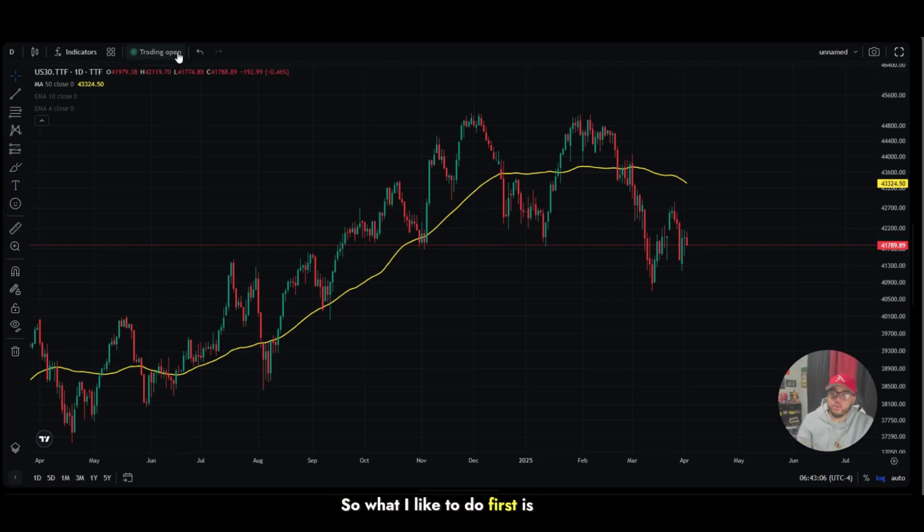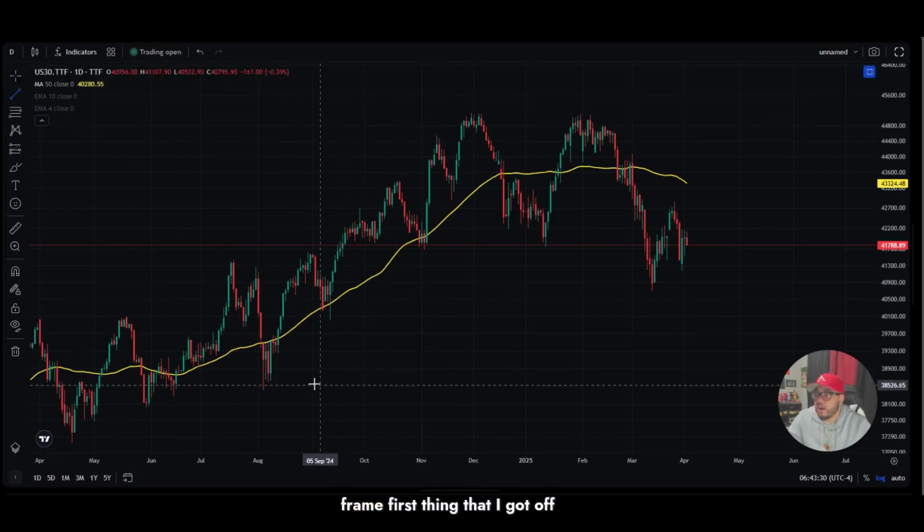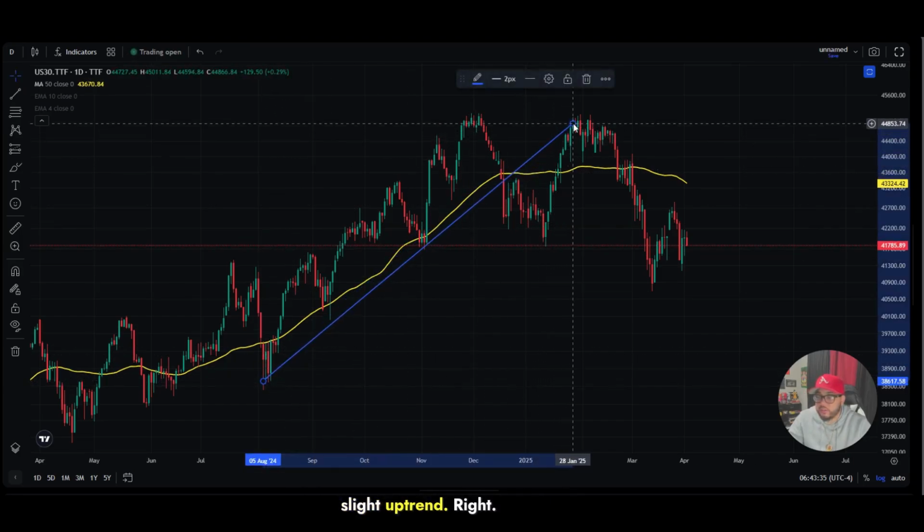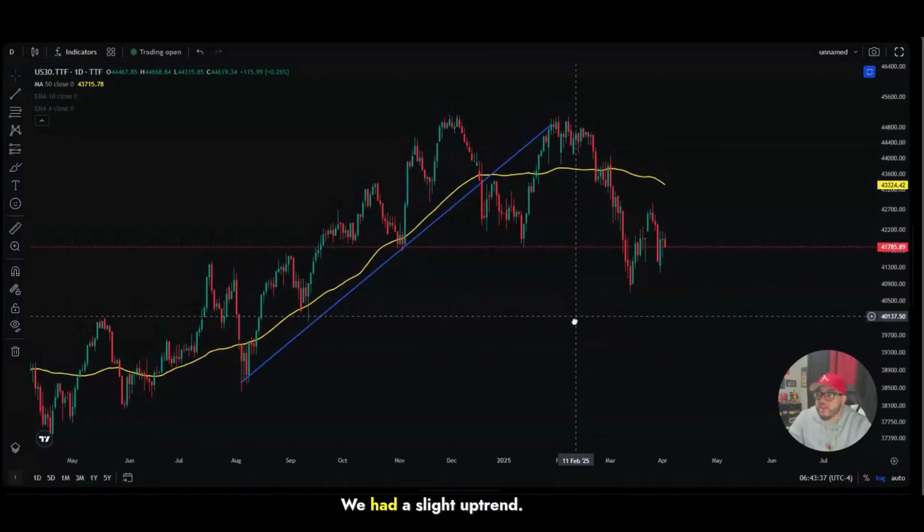So what I like to do first is pretty much look at the daily. I look at the weekly occasionally, like when we're hitting new months, new weeks, and so on. But Monday through Friday, I'll do a top-down analysis from the daily all the way down. And then usually on a Sunday, I'll look at the weekly and the monthly, right? Just to kind of see where we're at, right? So touching on the daily time frame, the first thing that I got off of there was that we had a slight uptrend, right? We had a slight uptrend.